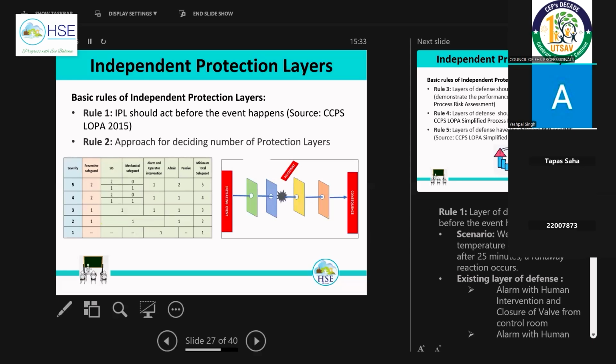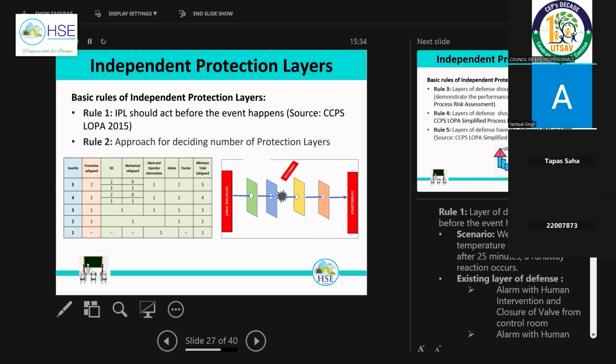Okay, so there are a few rules for the protection layer. That is very important while we consider all these rules, which are mainly taken from the protection layers CCPS book. So let us see one by one. The first rule: IPL should act before the event happens.